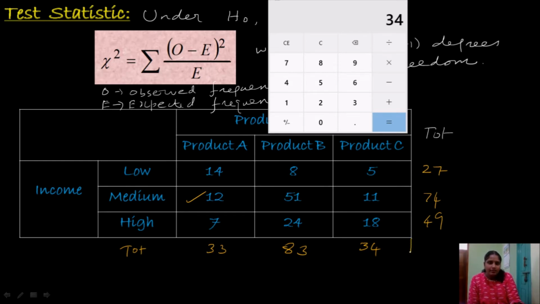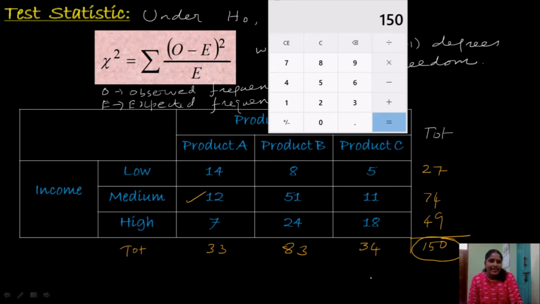Then we have to calculate the whole total. Let me first add the column totals. By adding 33 plus 83 plus 34, we get the whole total as 150. Likewise, we add row wise too. That is 27 plus 74 plus 49, we get 150. So our whole total here is 150.